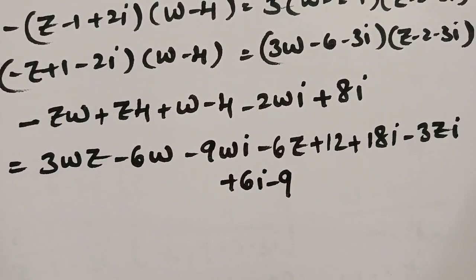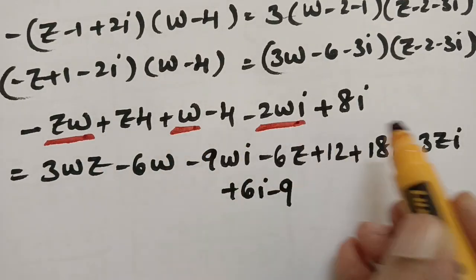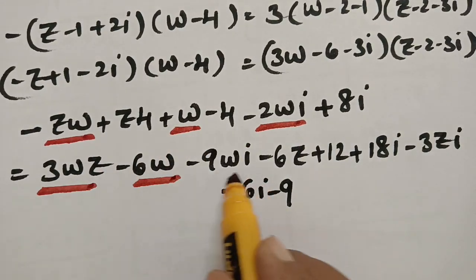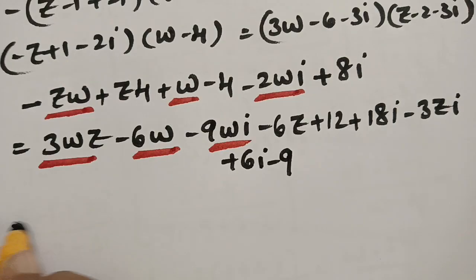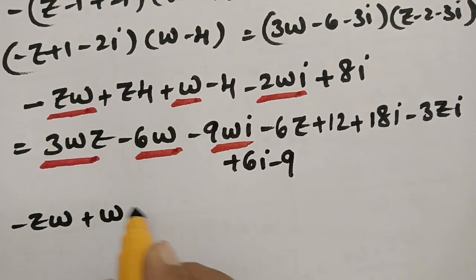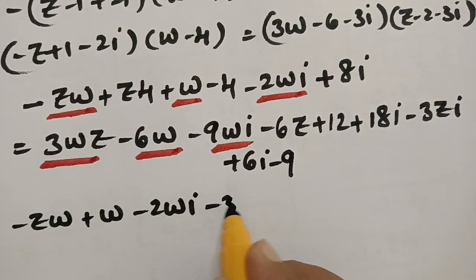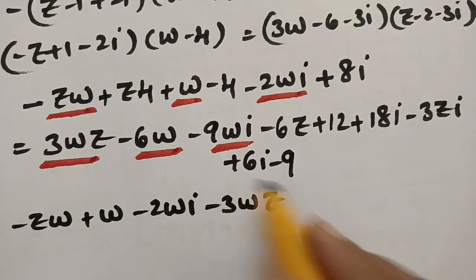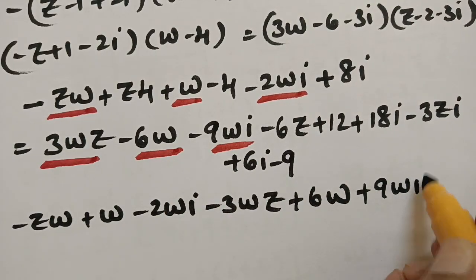So we got everything ready here. So here in this, I am going to take all the w's common here. There are 3 w's. There is w here. So here I am bringing w to one side. So after bringing w to one side, this will be minus zw plus w minus 2wi. Next one, this is minus 3wi, and this value is a 6w, and this is plus 9wi.